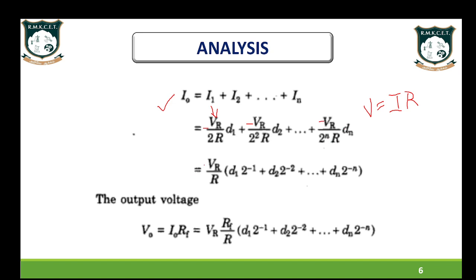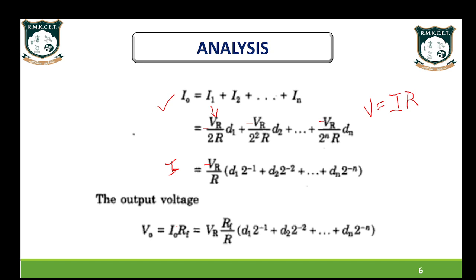So we take minus VR divided by R as common. We get D1 divided by 2 plus D2 divided by 2 power 2 plus D3 divided by 2 power 3 plus Dn divided by 2 power n. When the denominator goes to the numerator, we have D1 into 2 power minus 1 plus D2 into 2 power minus 2 plus Dn into 2 power minus n, into minus VR divided by R. So this is the output current.